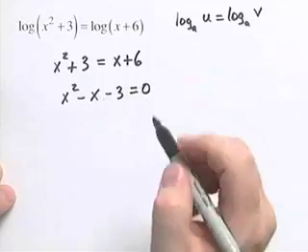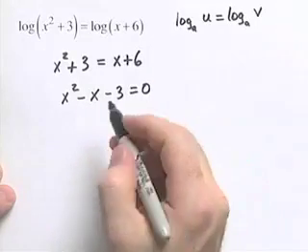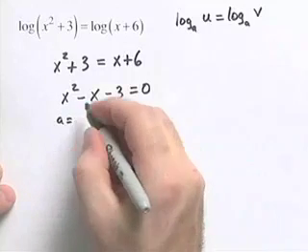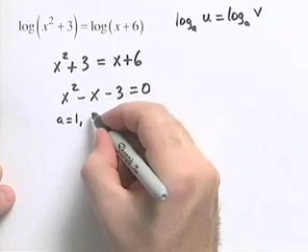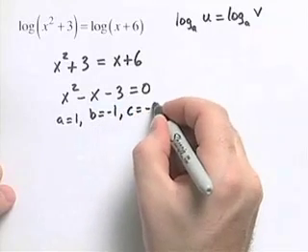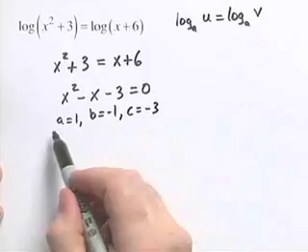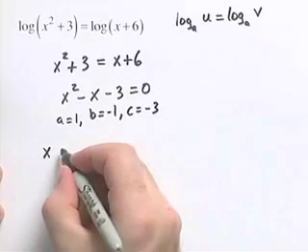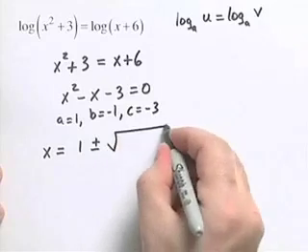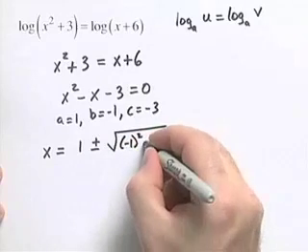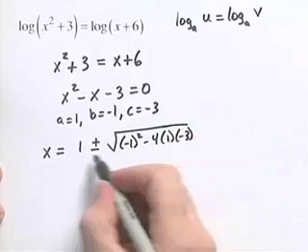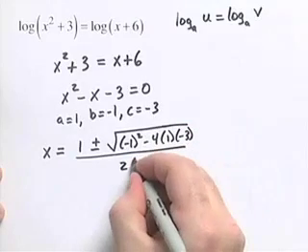We want to solve this equation by factoring, if possible. We look at this, it doesn't appear that factoring will work, so we can use the quadratic formula. a equals 1, b equals negative 1, and c equals negative 3. If we plug these values into the quadratic formula, we get x is equal to 1 plus or minus the square root of negative 1 squared minus 4 times 1 times negative 3, all divided by 2 times 1.